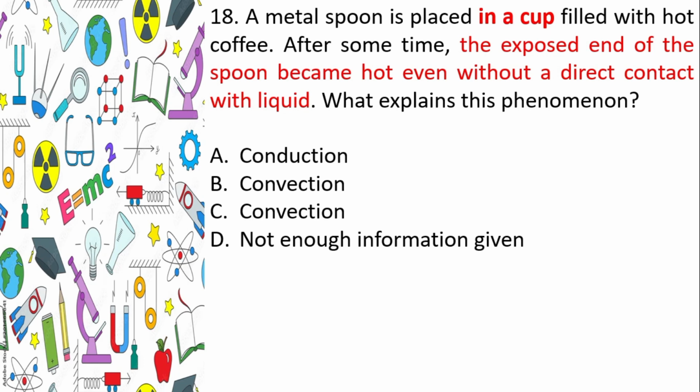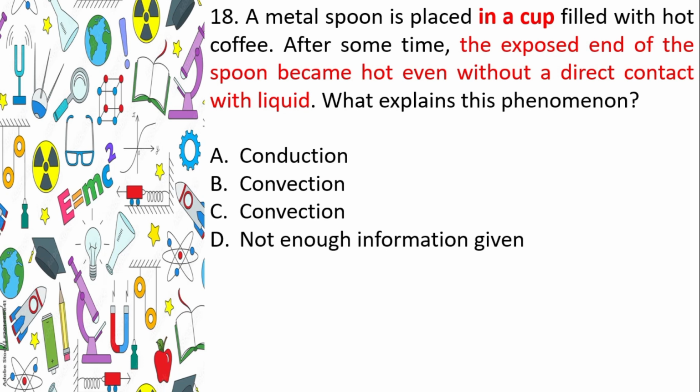Okay, and after some time, you notice that the handle of the spoon, which is not directly in contact with the hot coffee, becomes hot. So what is the mechanism for heat transfer here? The part of the spoon that is submerged in the hot coffee, there is conduction, no? That is why it becomes hot.